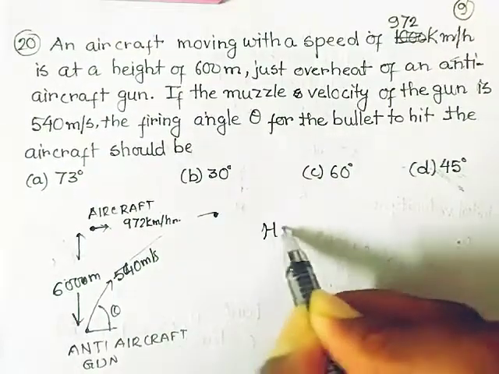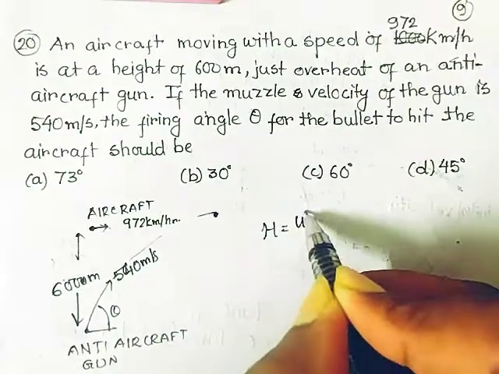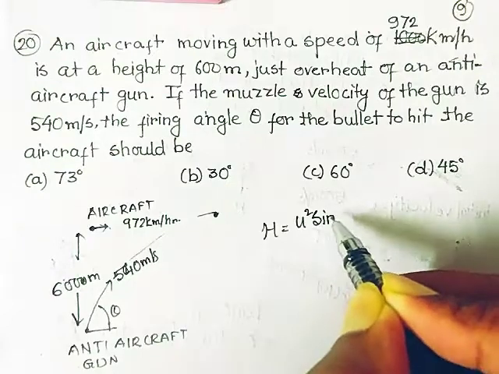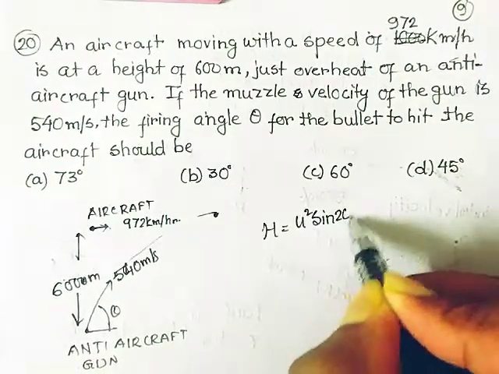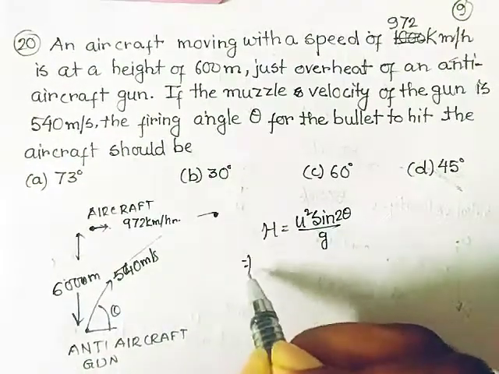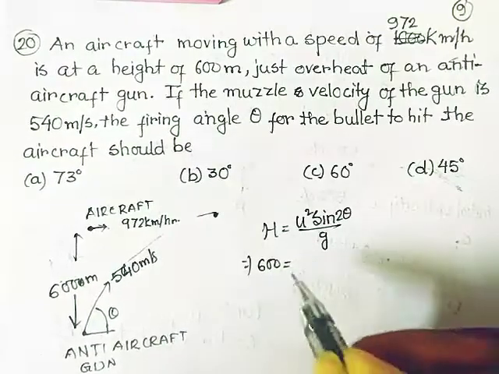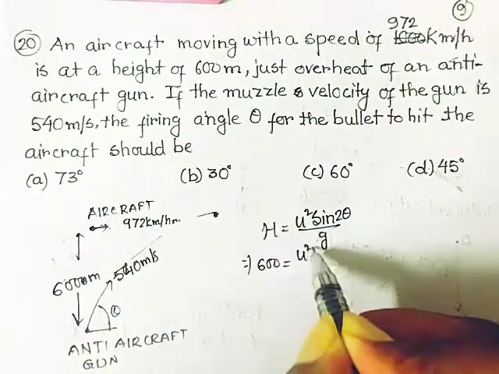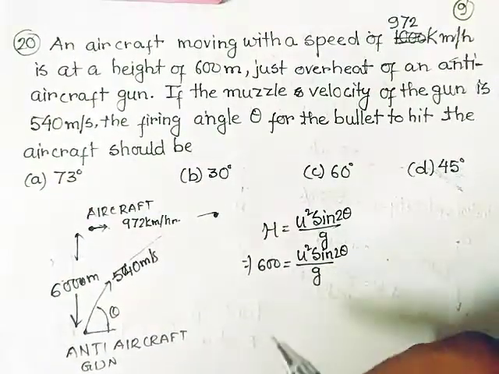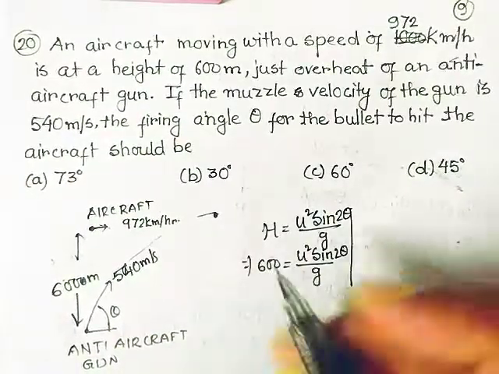So from here we can get h equals u square sine square theta divided by 2g, and that is obviously equal to 600 meters. So we can say 600 equals u square sine 2 theta divided by g. Okay, I just keep it at my side.